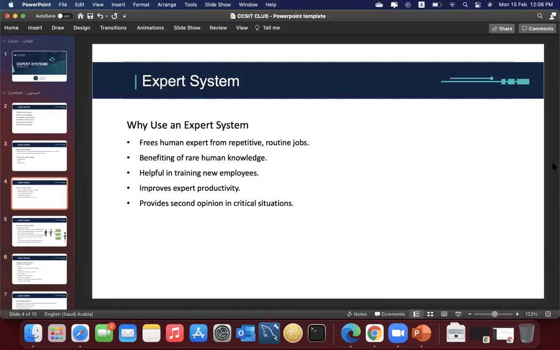It also provides a second opinion in a critical situation. So the human expert could be working a full day for 12, 15, 18 hours straight. And in some cases, this expert will get tired. In that case, this expert will need a second opinion, and since it's only one expert, having an expert system will be considered as the second opinion that this human expert can rely on. And of course, there are many more reasons to use expert systems and to create them.